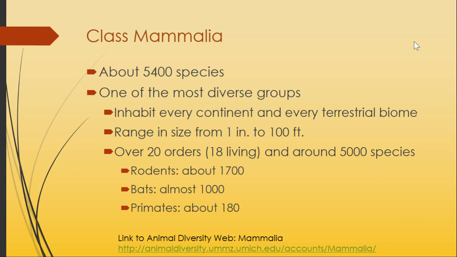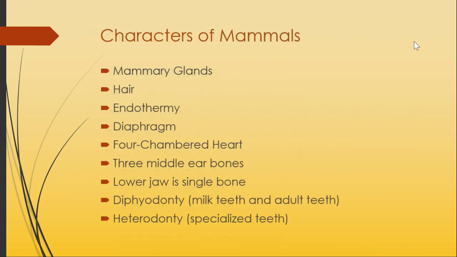There are over 20 orders, 18 of which are still living. That's huge. And there are over 5,000 species. Rodents are the biggest order, followed by bats, and then followed by primates. So primates are the third largest order of mammals. Okay, so what are the characteristics of mammals?